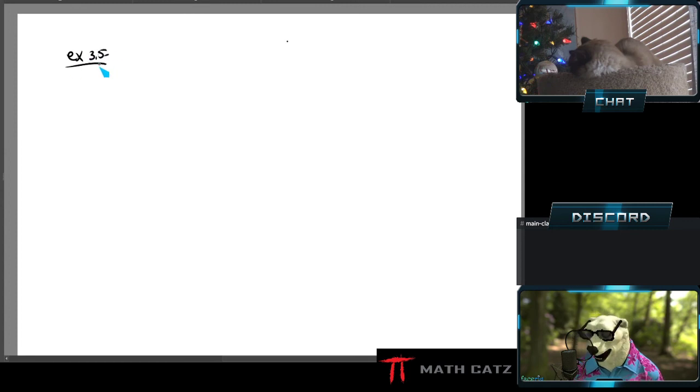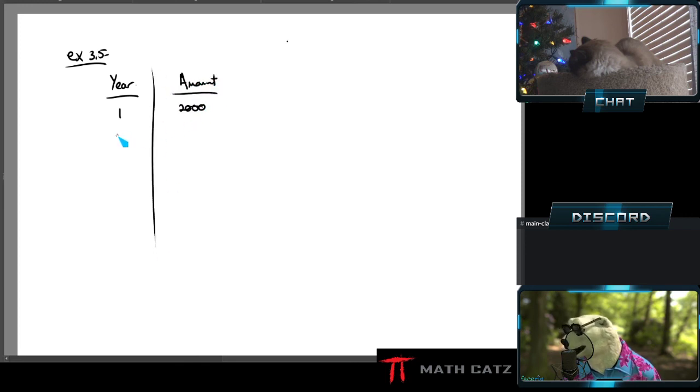So, exercise 3.5. We have 2 minutes, we can do it. So, in year one, I have my amount of 2,000. Year two, now when I increase something by 5%, it's 1.05 times the amount. MathBot says 2100. I trust you, MathBot. Then I need to increase that. That 2100 is sitting for a year, which means it gets 5%.